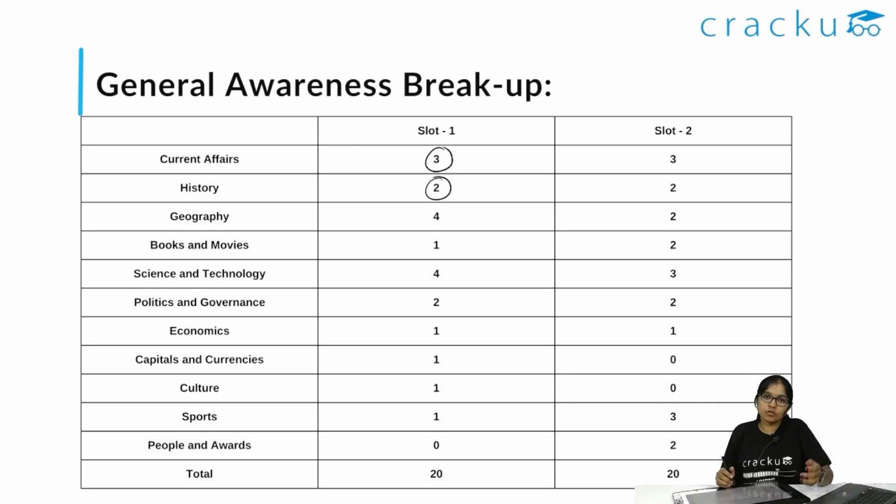And coming to history, we got 2 questions in the slot 1 paper. We got a question on who defeated Rani Lakshmibai in her last battle.